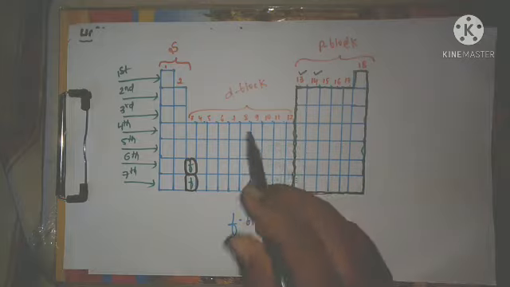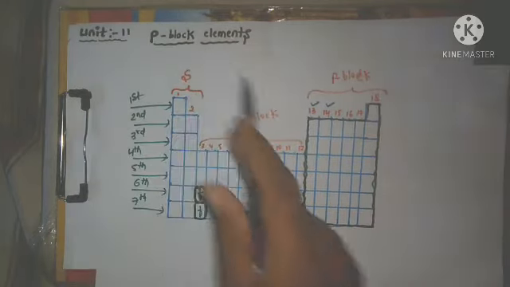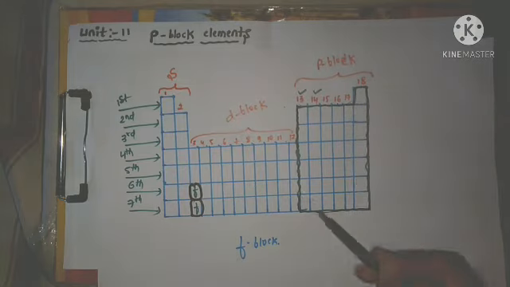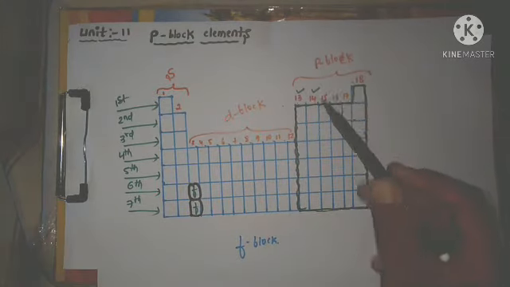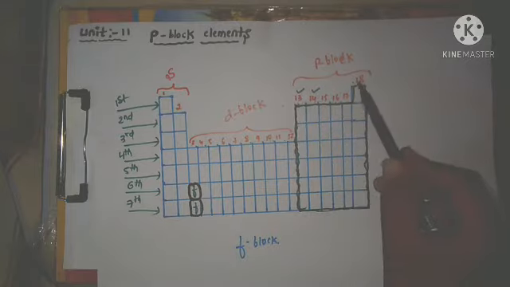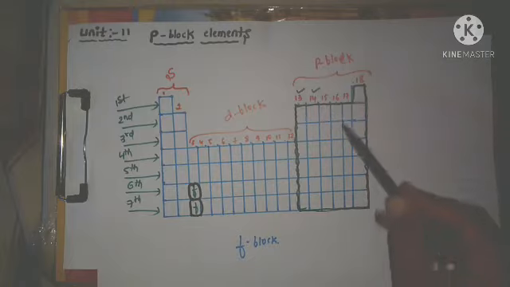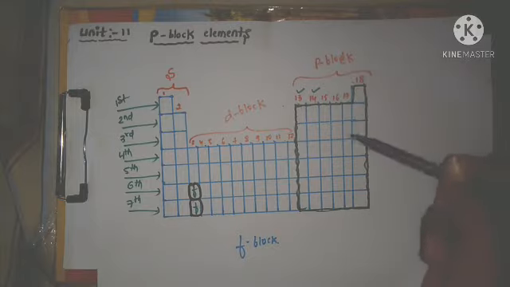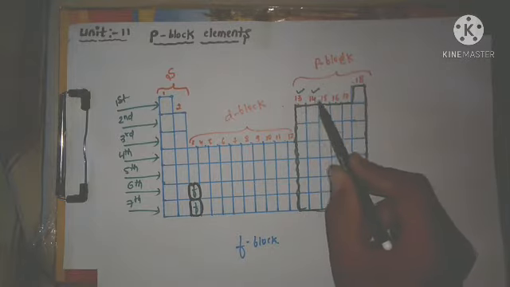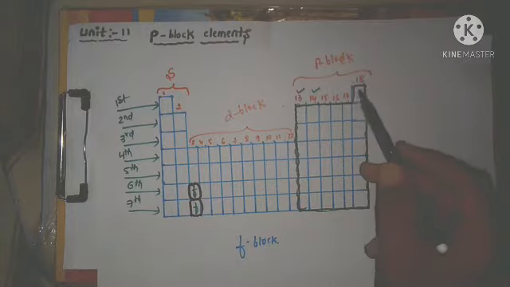Now here total 4 blocks are there. Here we are starting with which unit? P block elements. Means we are studying only these P block elements. What are those? Group number 13 to 18. Group 13, 14, 15, 16, 17 and 18. These are called as what? P block elements. Total how many groups are there? 1, 2, 3, 4, 5, 6.